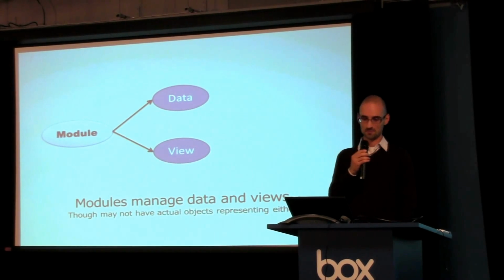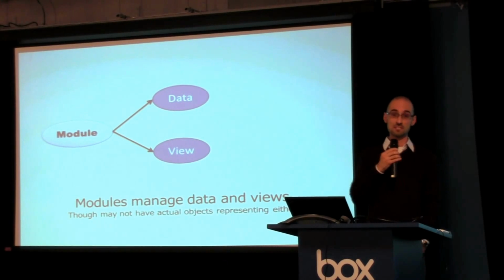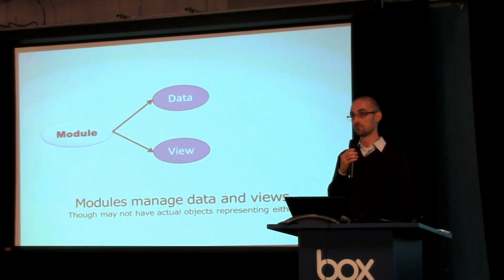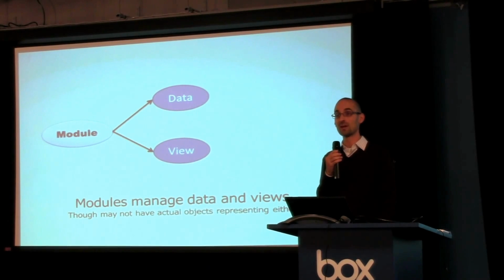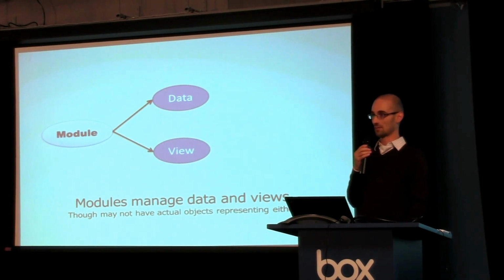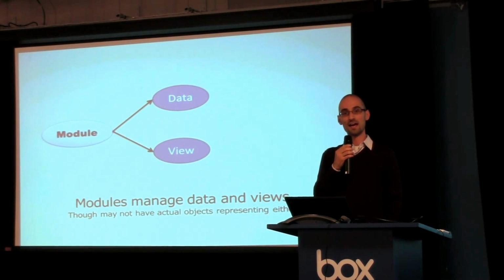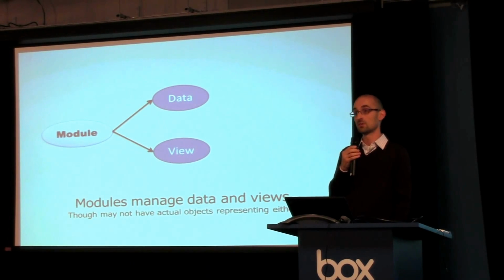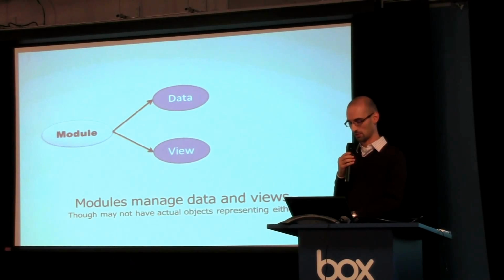In order to do that, modules can manage data and views, like we were talking about earlier, MVC. So there's some data that's being managed by that module. There's some view that's being managed by that module. But you don't necessarily have to have objects that represent those. You don't actually have to have something that is an instance of model in order to say that you're using some data. Nor do you need something that's a single object that manages your view for you. You don't have to do that. These are just abstract concepts about what's going on under the hood.